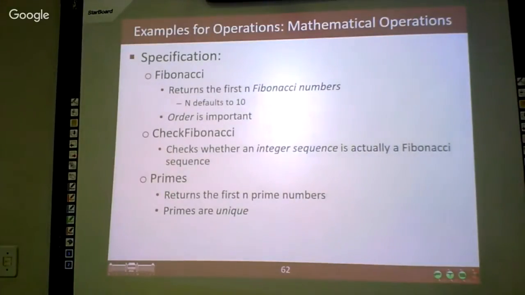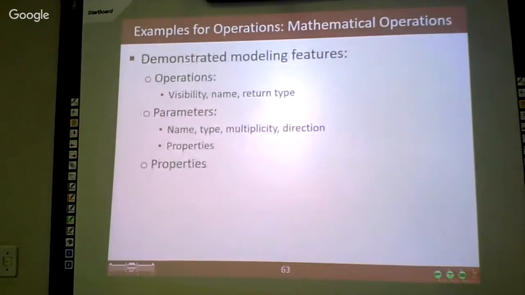Here, what you will see is that the order of the numbers is important. The check Fibonacci operation will check whether an integer sequence is actually a Fibonacci sequence, and we will also have an operation to search for primes. So this primes operation will return the first n prime numbers, and it's important to know that primes are unique. So we will see how we can define operations, their visibility, name, return type, parameters, and properties.